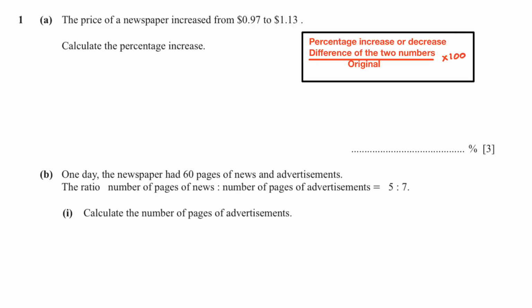So we'll write the difference as 1.13 minus 0.97 over 0.97 times 100. And you will get 16.49. When we round it, it will be 16.5%. So it's a very easy question. Just remember this formula.